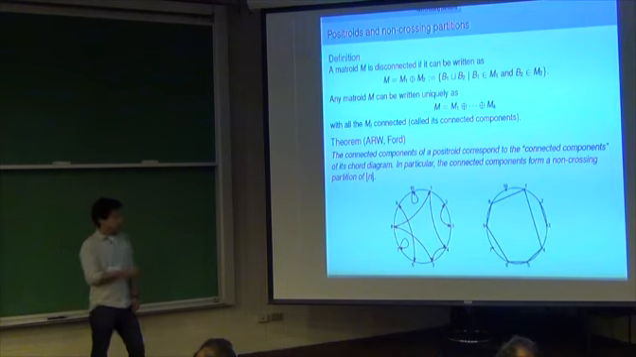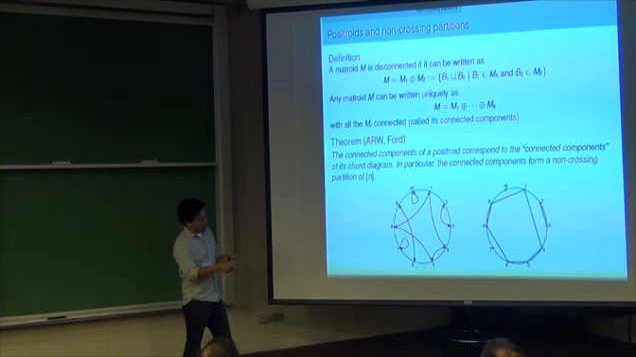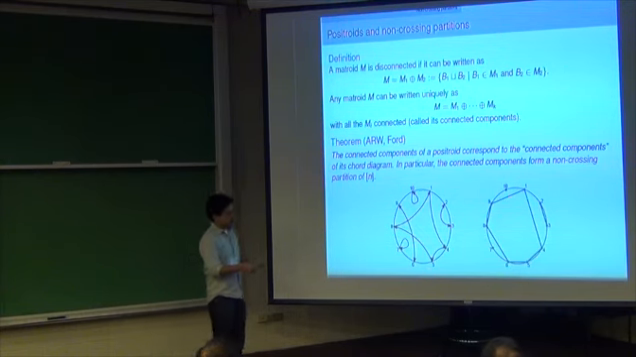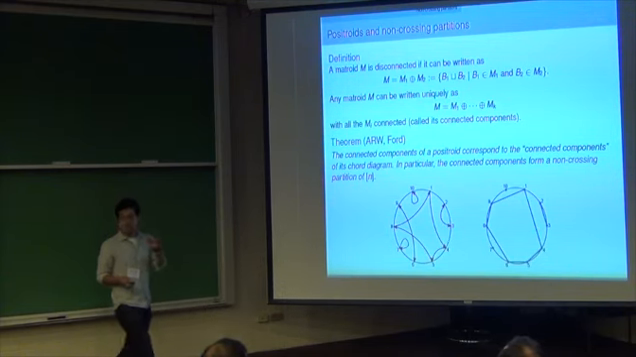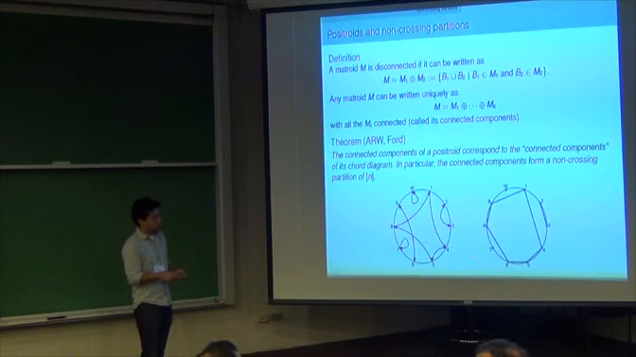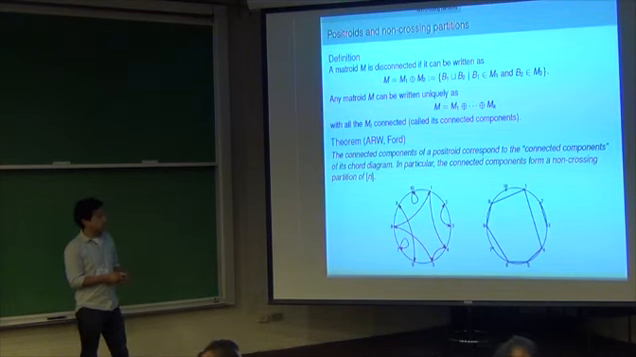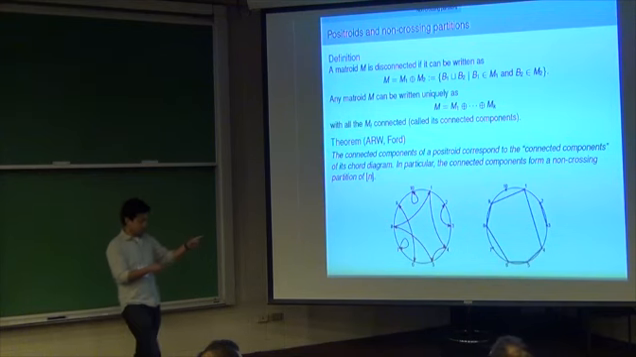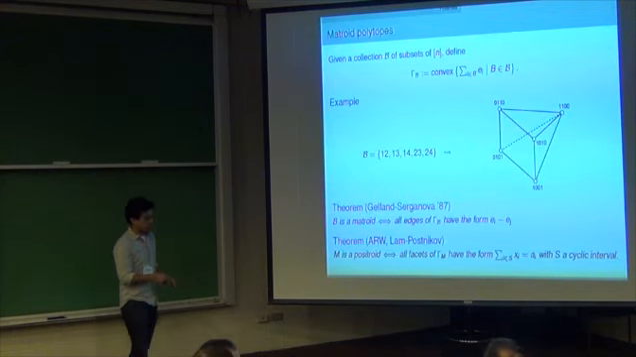And in particular, this description shows that the connected components of any positroid are going to form a non-crossing partition. You get a partition here of the numbers 1 up to n in such a way that the connected components, the parts, do not cross in this picture. So any positroid has an associated non-crossing partition corresponding to the connected components. And for proving this, we use the description of positroids in terms of polytopes. For example, we use this condition here.